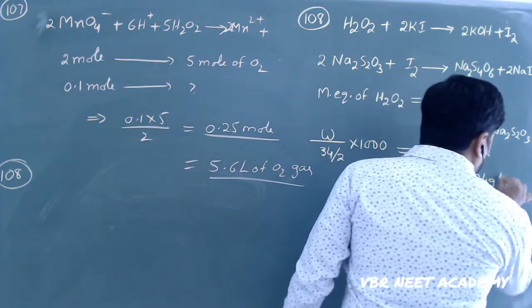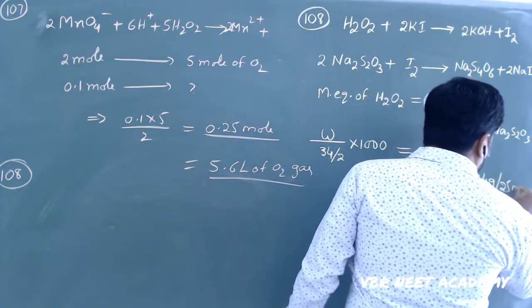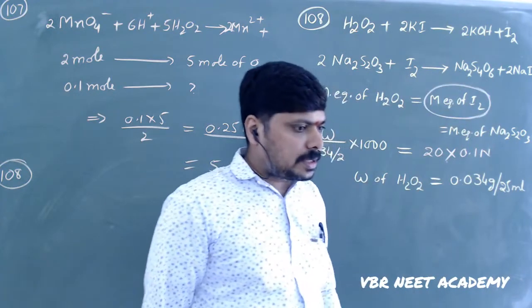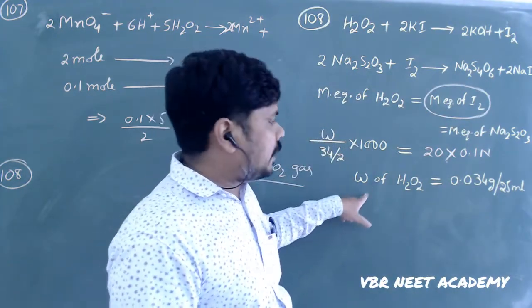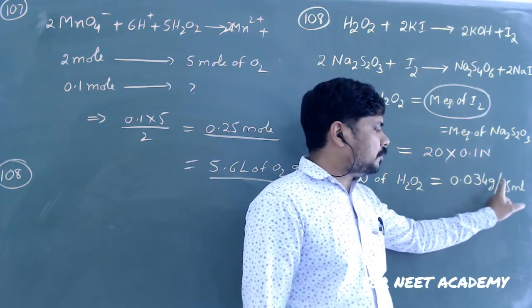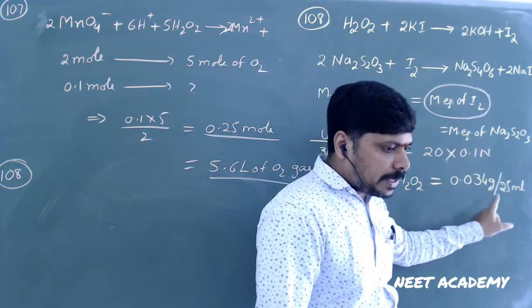So it is going to be present in 25 ml. Now the normality we are supposed to calculate if 0.034 grams of H2O2 is going to be present in it.